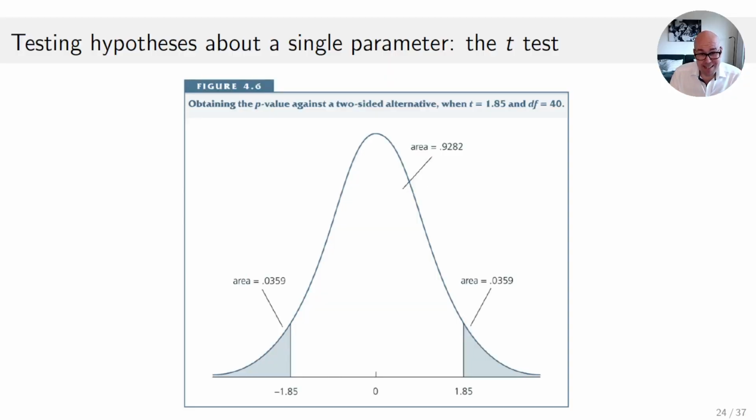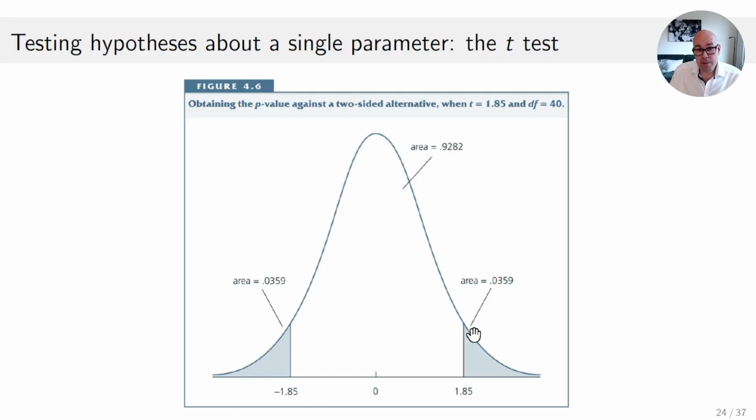Figure 4.6 in the book illustrates this. It's about obtaining the p-value against a two-sided alternative when the t-stat is 1.85 and I have 40 degrees of freedom. Okay, so what you then have to do is look up, for 40 degrees of freedom, the likelihood that I get a t-stat of at least 1.85 or at most minus 1.85, because we're doing a two-sided test here.